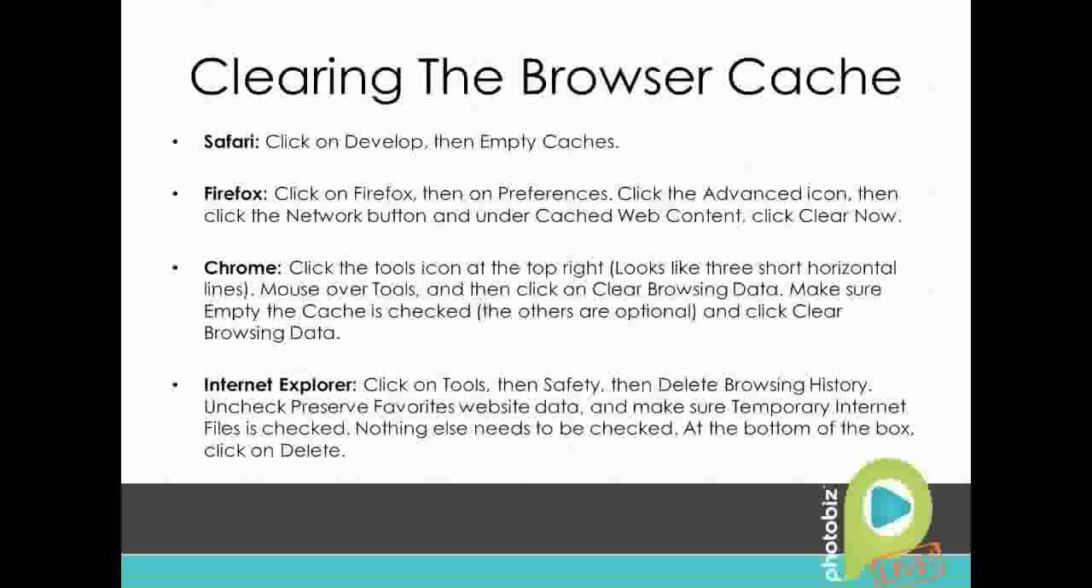With Chrome, there's usually a tools icon at the top right. It looks like 3 short horizontal lines. If you mouse over this and then click on Clear Browsing Data, it'll pop up a little page where you can clear all of your cache data. With Internet Explorer, there's a tools menu. If you don't have the tools menu turned on, it may look like a little gear. So if you click on Tools, then Safety, then Delete Browsing History, you want to make sure with IE that you uncheck the Preserve Favorites website data, and then make sure Temporary Internet Files is checked.